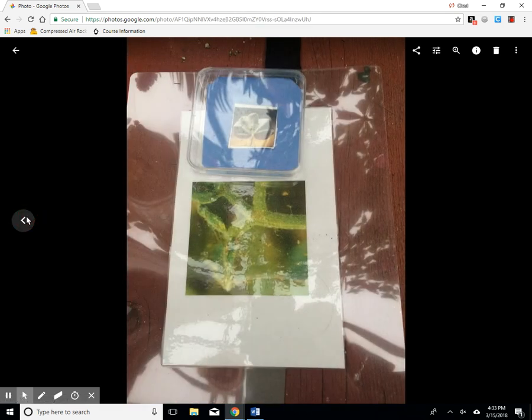Okay, so we have some type of pest or insect on that leaf. This is showing the back side of it. Can't tell for sure, but it might be aphids.